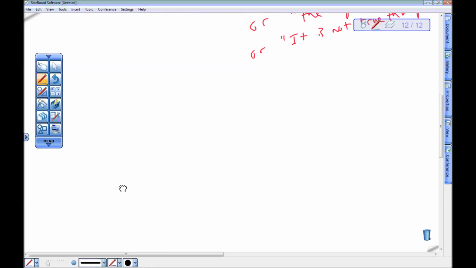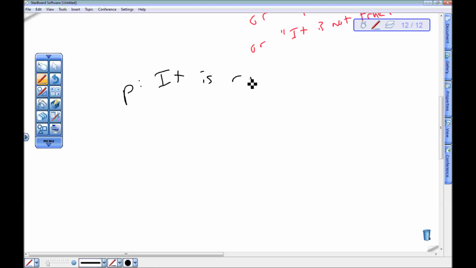Well, what does that look like? So let's say I've got a statement, P is, it is raining. Well, then what is the statement not P, or the negation of P? Well, I want to make a statement that says the opposite of it is raining, and I think the easiest way to do that is to say it is not raining.